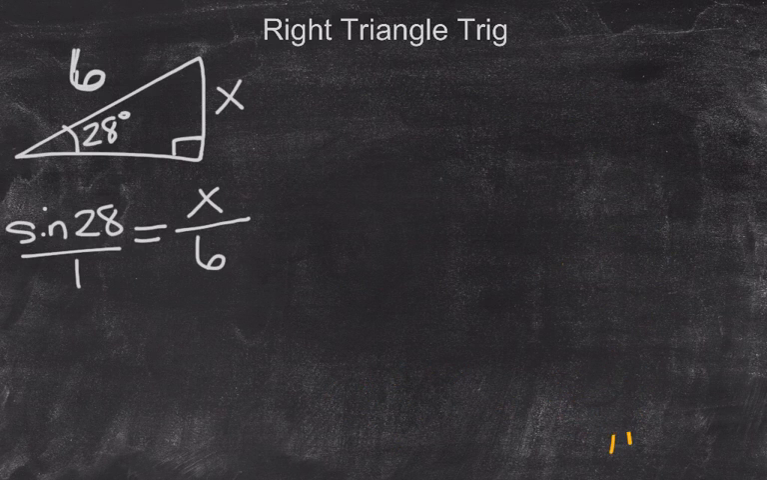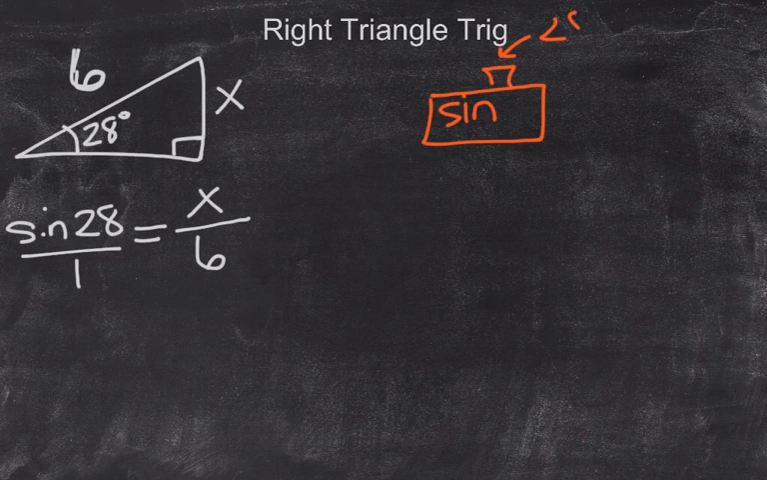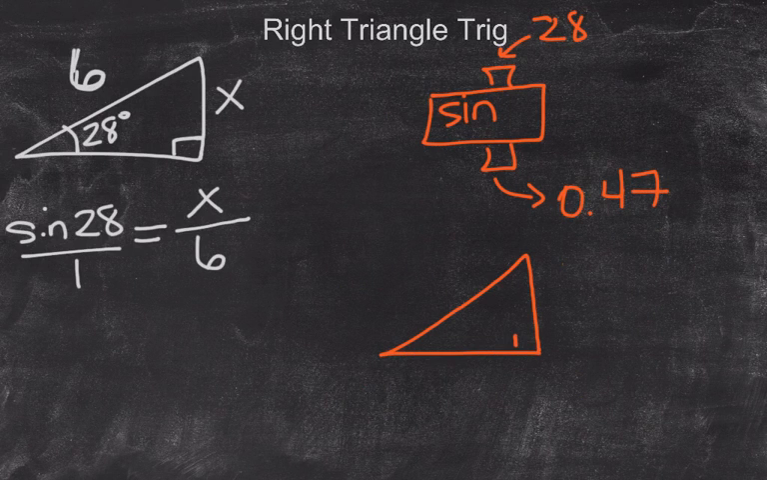So if I was taking my calculator and using the sine function on my calculator, I'm going to look at that as if it's a function machine for a moment. So I'm inputting 28 to my calculator because I'm typing in the sine of 28, and my output is going to be 0.47. So what this means is that if I had a triangle that had one right angle and an acute angle of 28 degrees and a hypotenuse of 1, my height, or my opposite leg, would be 0.47.